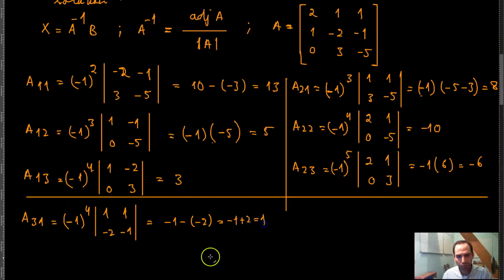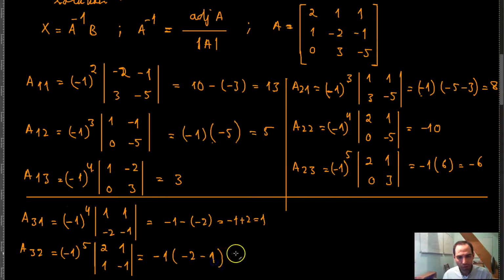A of 3, 2 is equal to negative 1 raised to the 5th power times the determinant. Delete this column, delete this row: 2, 1, 1, negative 1. And so you have negative 1 times negative 2 minus 1, which is equal to negative 3 times negative 1, which is equal to positive 3.